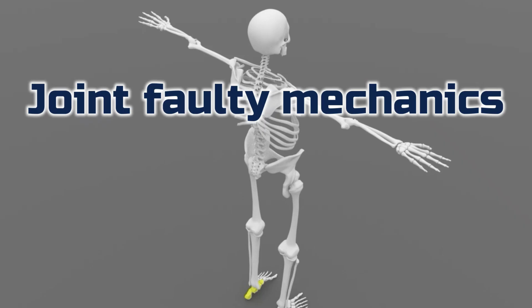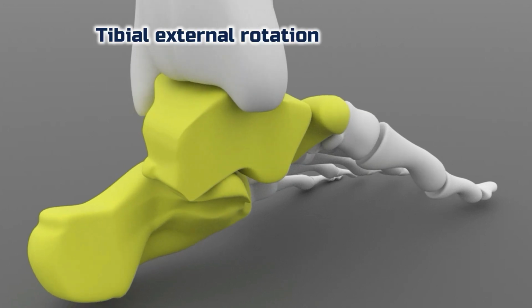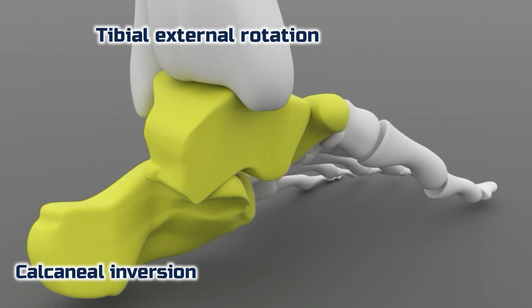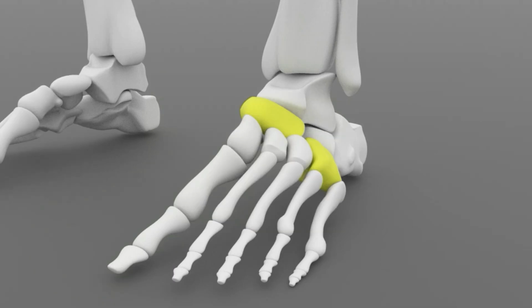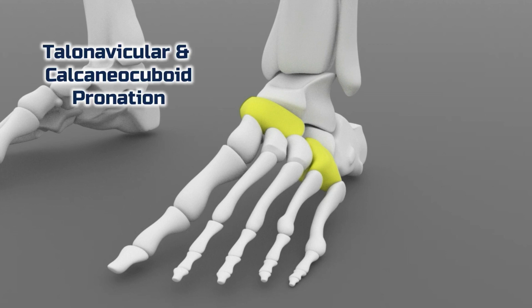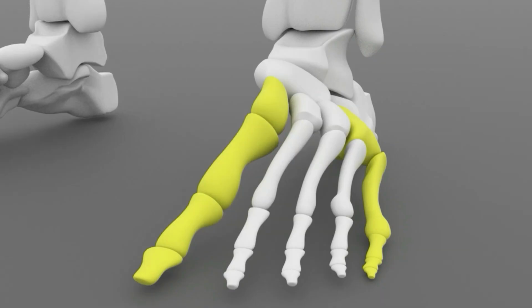How does the foot oversupination occur? It results in the tibia stuck in external rotation. There's also calcaneal inversion, subtalar supination, and medial longitudinal arch elevation. As a result of the oversupination, to keep the medial border of the foot flat on the floor, the talonavicular joint and the calcaneocuboid joint have to pronate. Such talonavicular and calcaneocuboid compensations, or what we call midfoot compensations, will result in associated forefoot compensations.